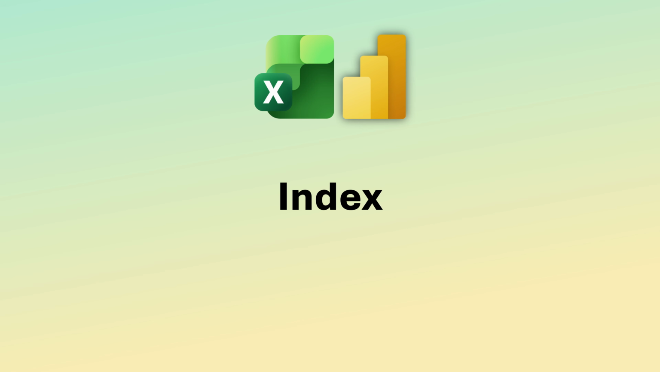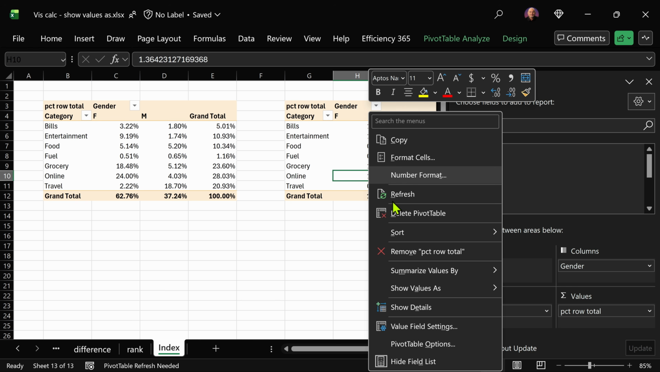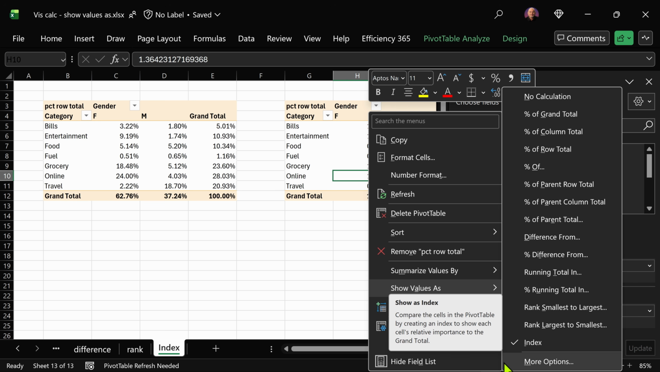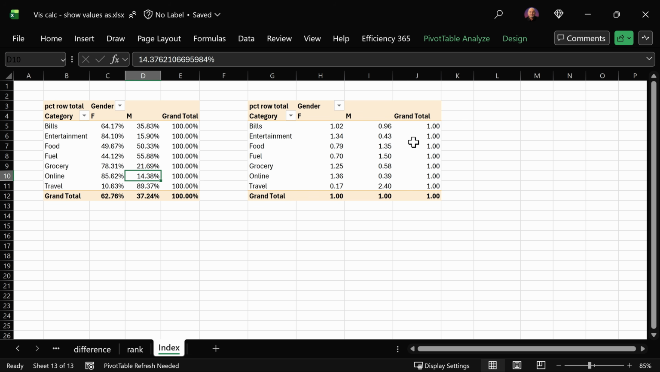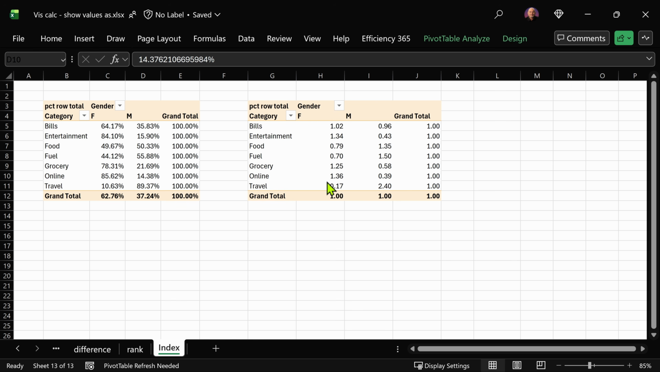Lastly, we'll cover a tricky topic called index. This is simple percentage of grand total. And this is index. How do I get it? Right click, show values as, the last option, index. So let me explain. This looks weird because 1.2 plus 96, they're not matching. So how is this calculated? There's a formula for it. And this formula, the index function, automatically applies. Column totals will be 1, row totals will also be 1.